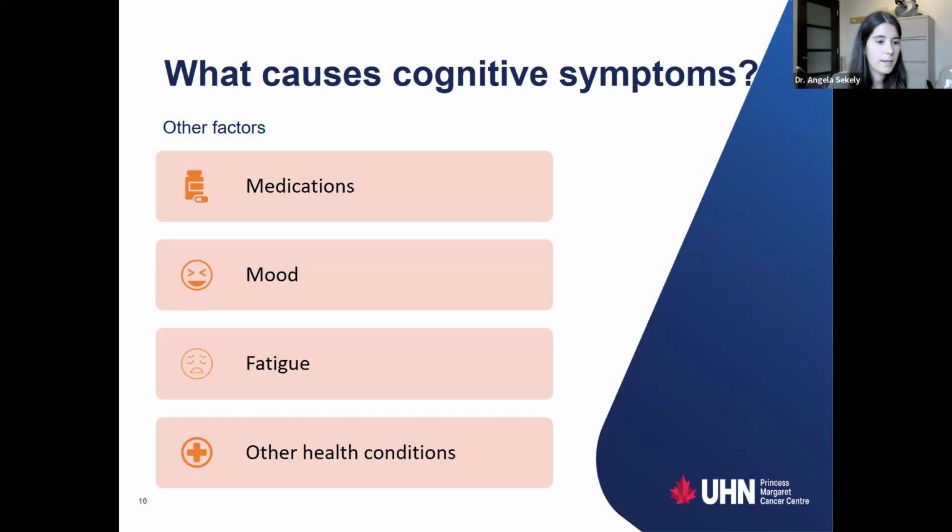And then, of course, brain tumors don't live in a silo. There are many other health conditions that can impact cognitive abilities as well. So if you have any concerns about those things, really touch base with your healthcare team and see if there are other comorbidities that might be impacting cognition as well.